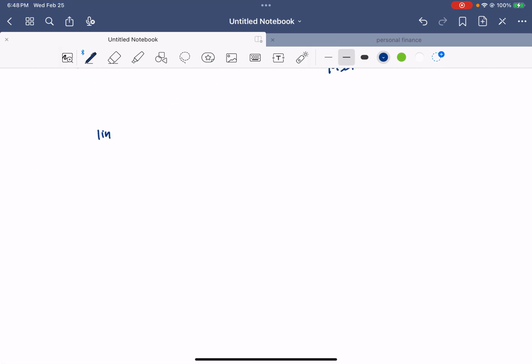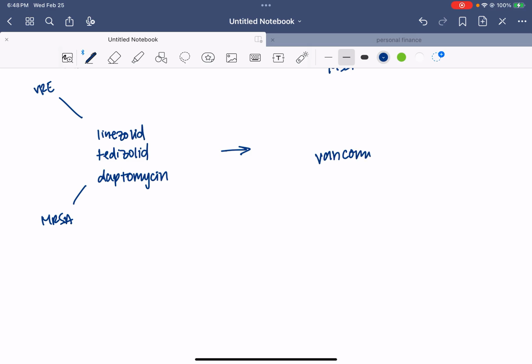Next, we have linezolid, tedizolid, and daptomycin, which all cover all the way up to VRE and MRSA. And that actually devolves into vancomycin, which obviously doesn't cover vancomycin-resistant Enterococcus faecium, and only goes up to Enterococcus faecalis. But it still covers MRSA.